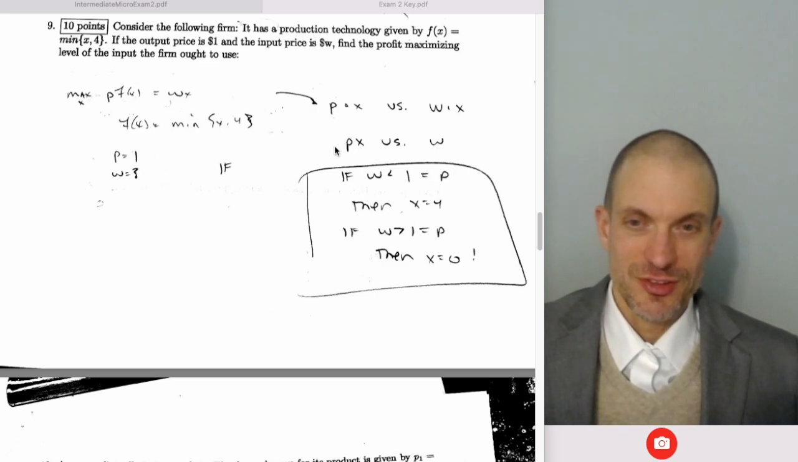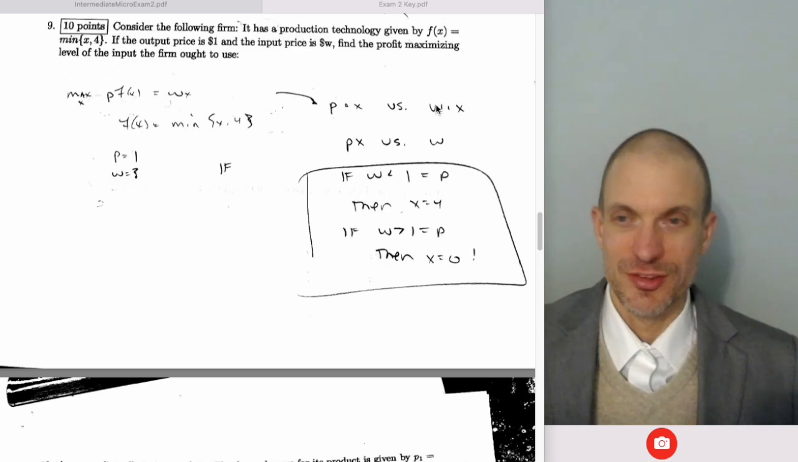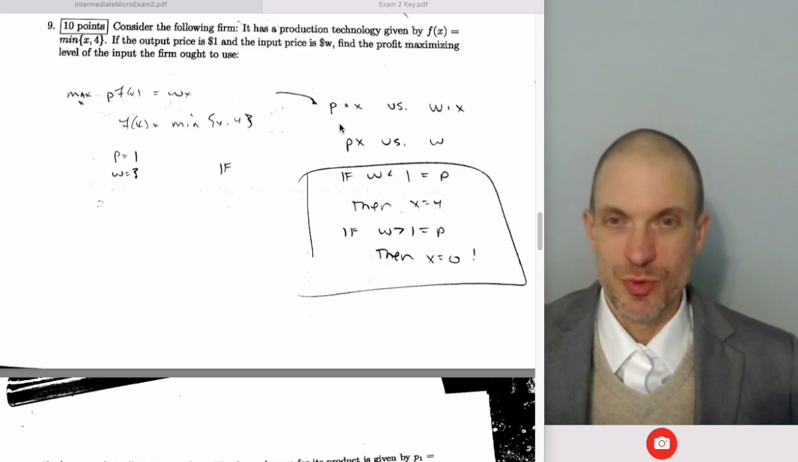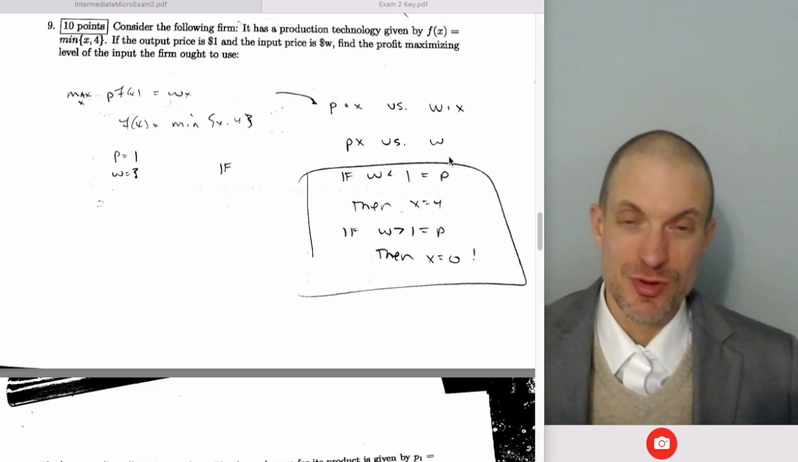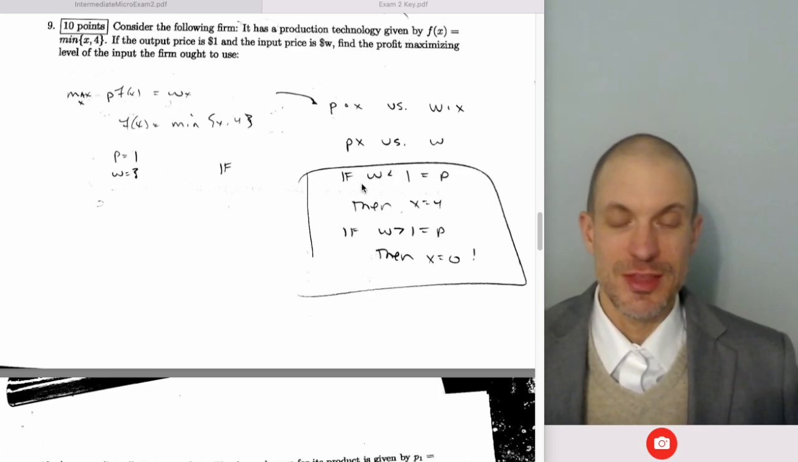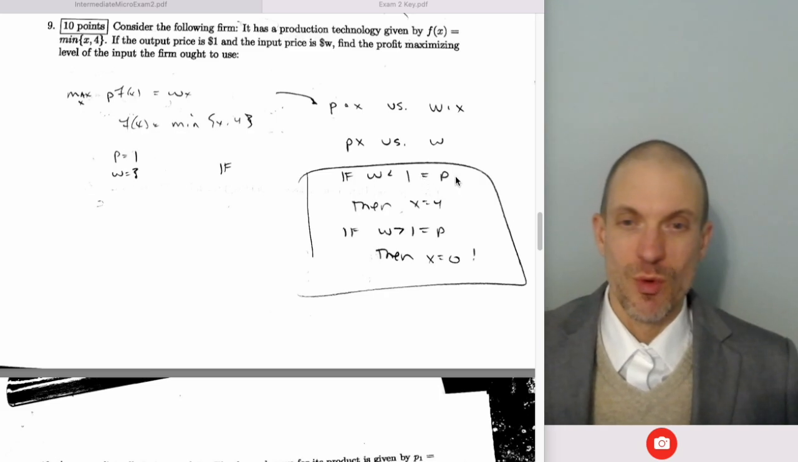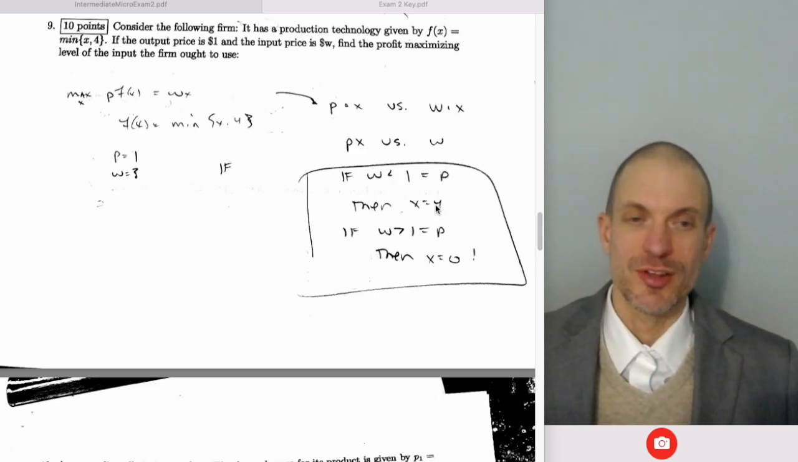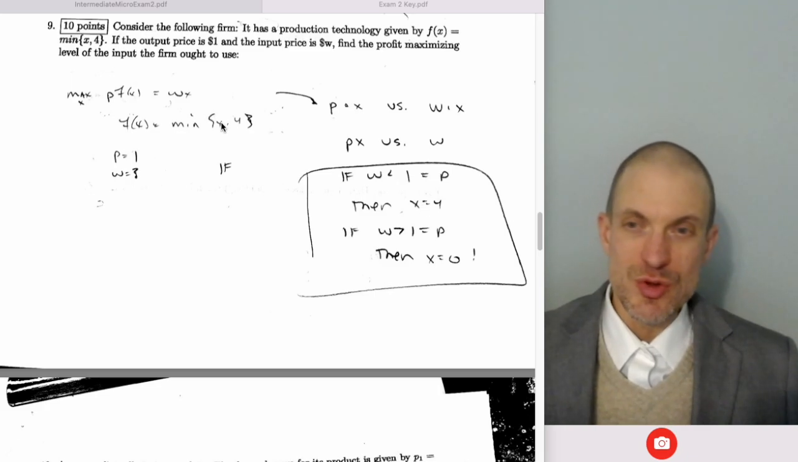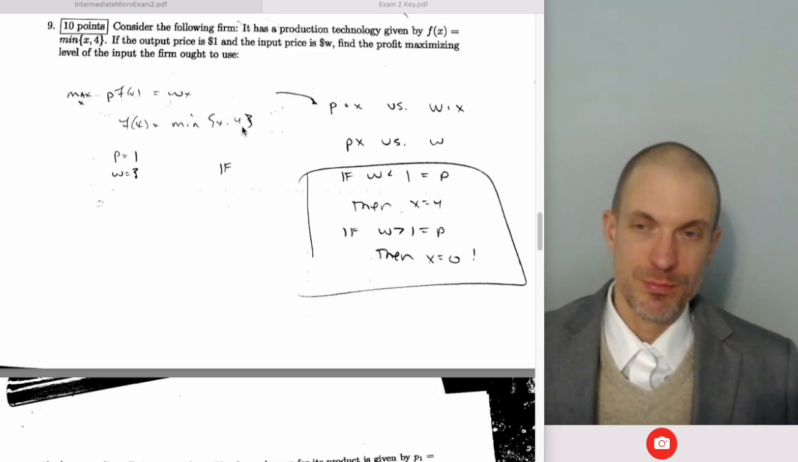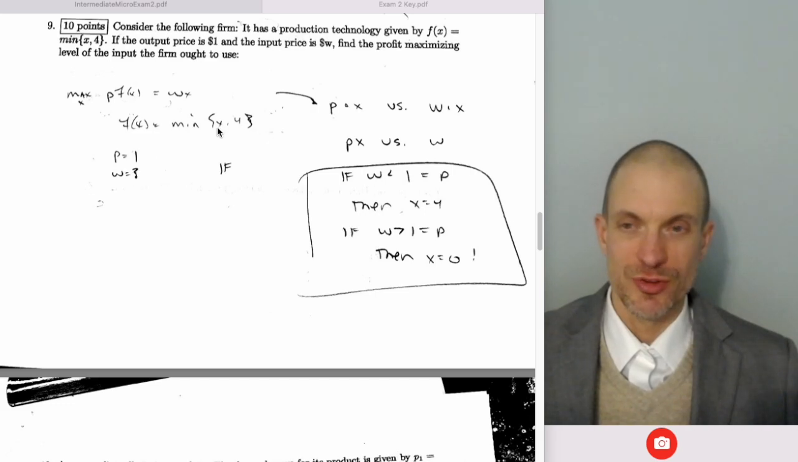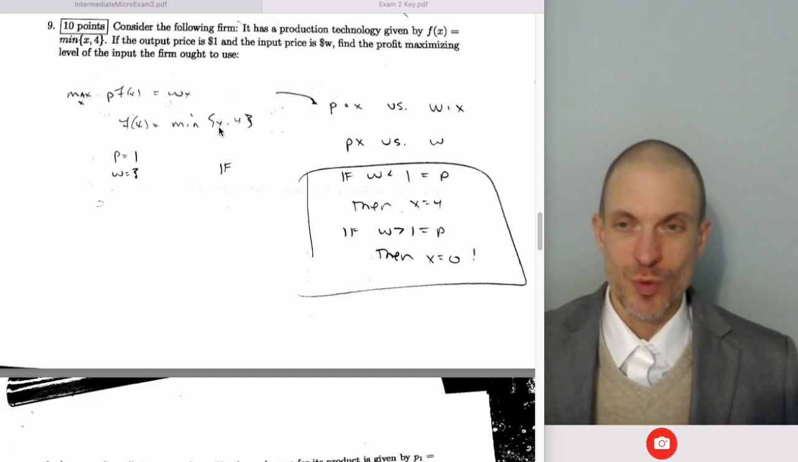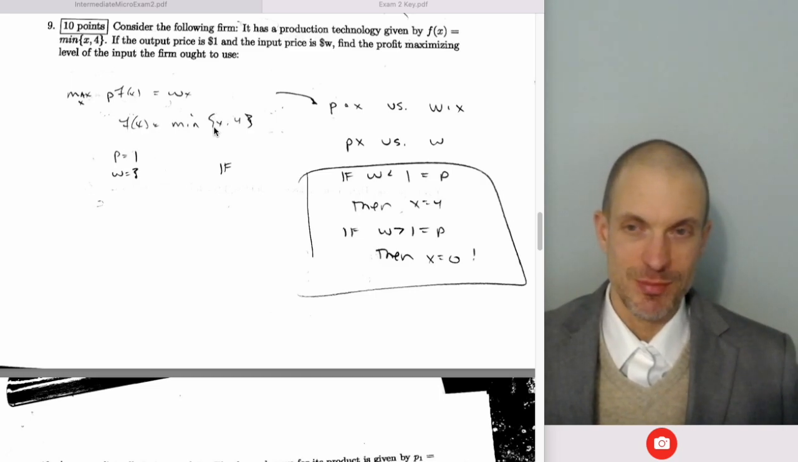Basically, price times x versus w times x, because px was 1, so it's actually x versus wx. But anyway, the outcome is if w is less than 1, less than the price, then we'd want to use 4 units of input x. We wouldn't want to use any more than 4 because our output is going to be the smaller of x and 4. So it's wasteful to use like 5 or 10 or 20 units of good x. The most x you'd ever want to use is going to be 4.